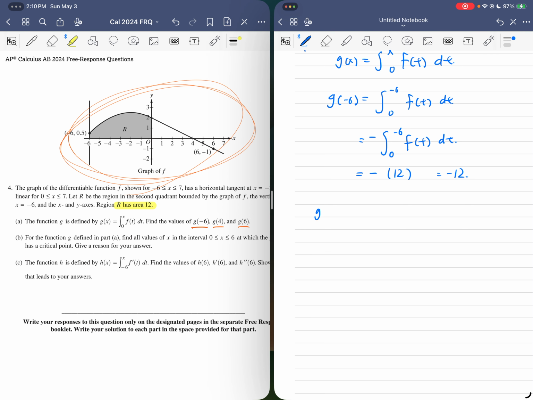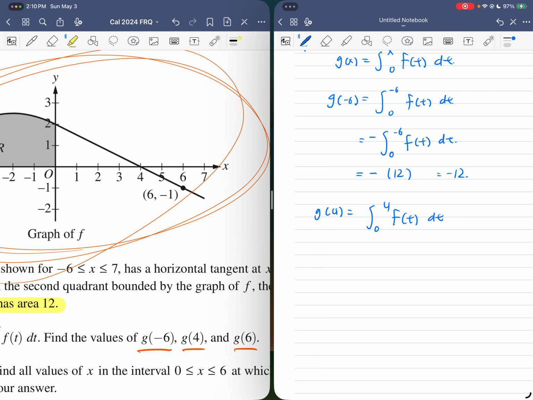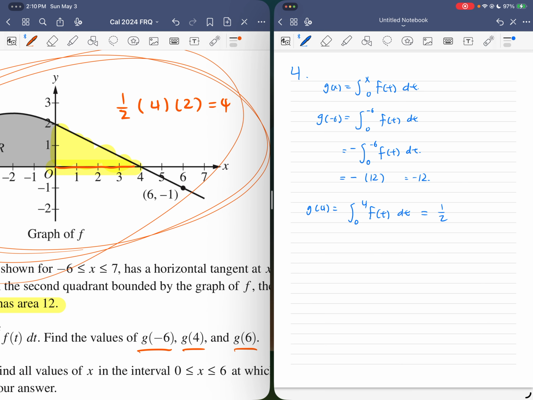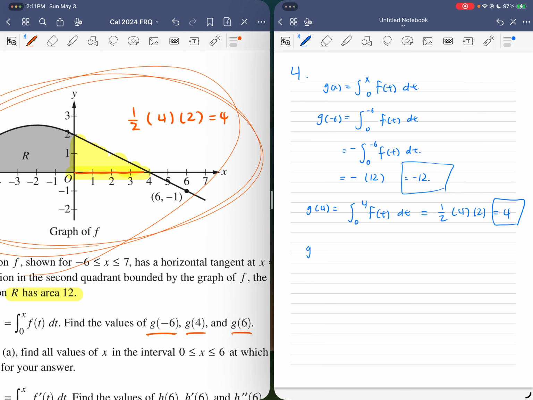Now we have to find g of 4. So it's going to be the integral from 0 to 4 of f of t dt. So let's find the area under the curve. It's a triangle. So base times height divided by 2. So 1/2, our base is 4, height is 2, which is going to be 4. So here, you really might want to write it like this. Just make sure you circle the answers before you finalize it.